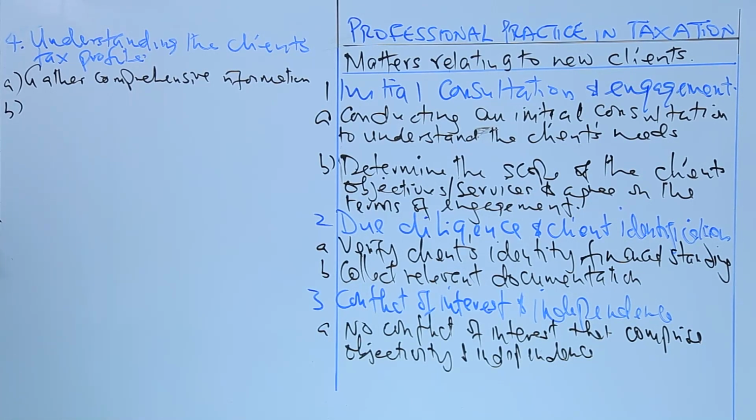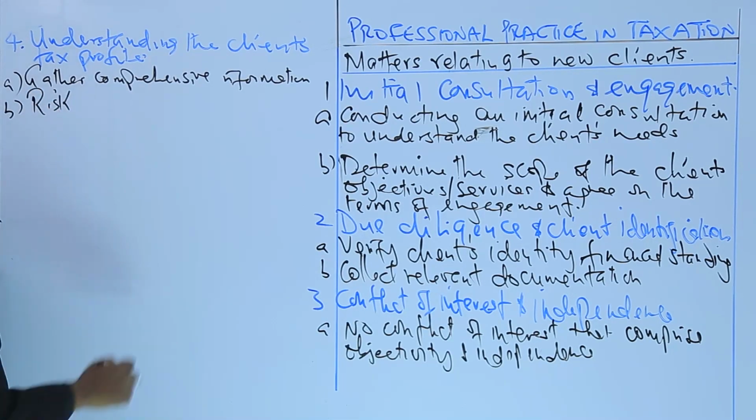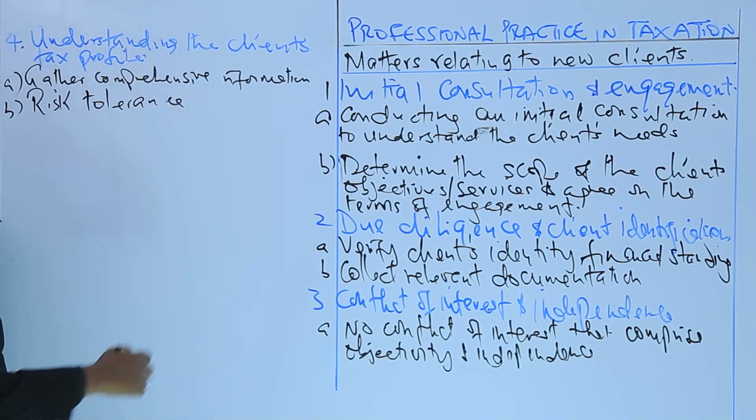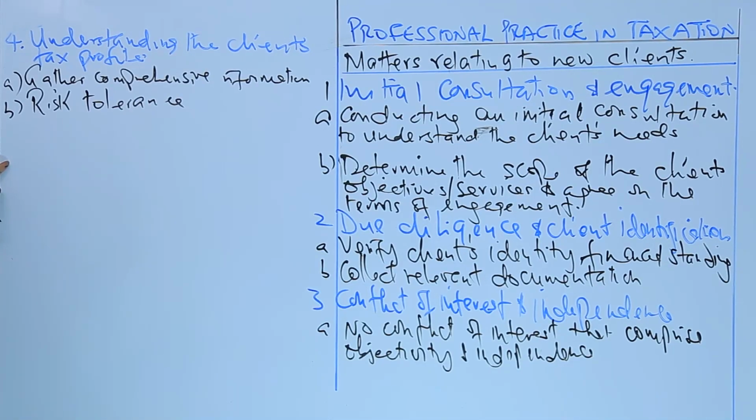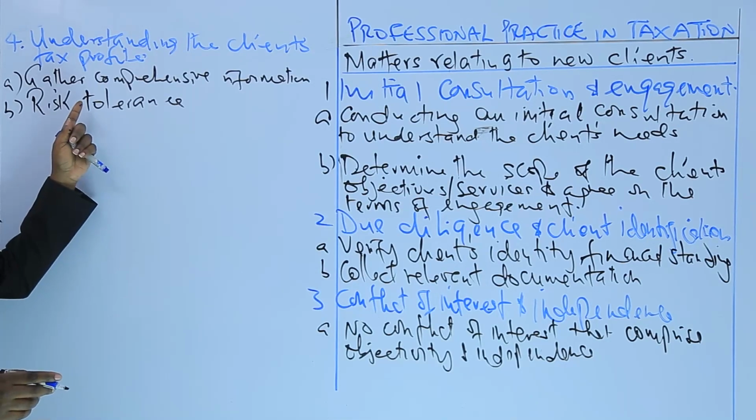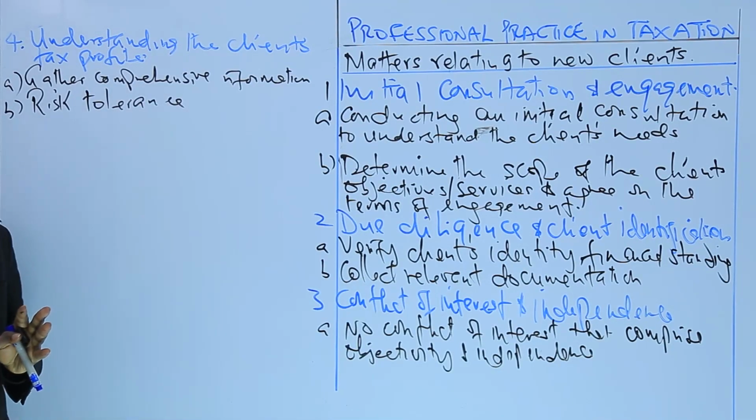Assess the client's risk tolerance. The professional should assess the client's risk tolerance level and also their approach to tax compliance, as well as their approach to tax planning. That can only be done where the tax professional carries out or gathers comprehensive information.